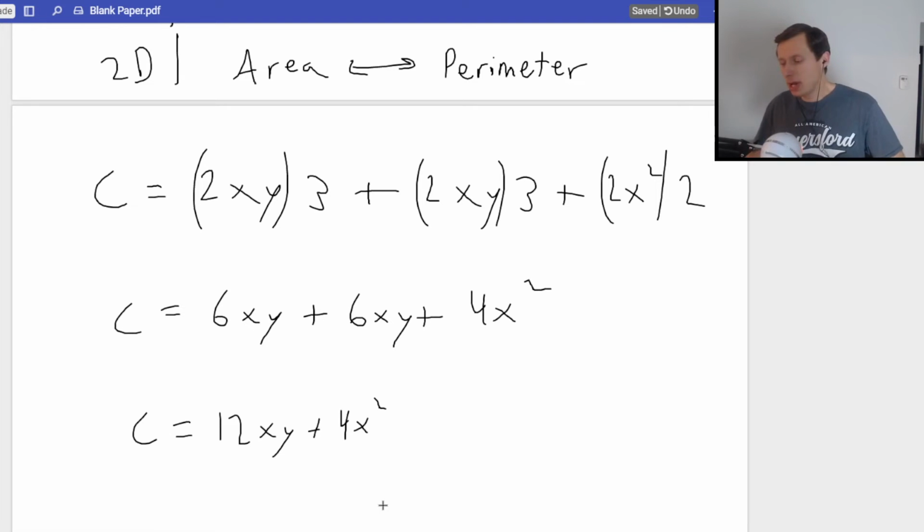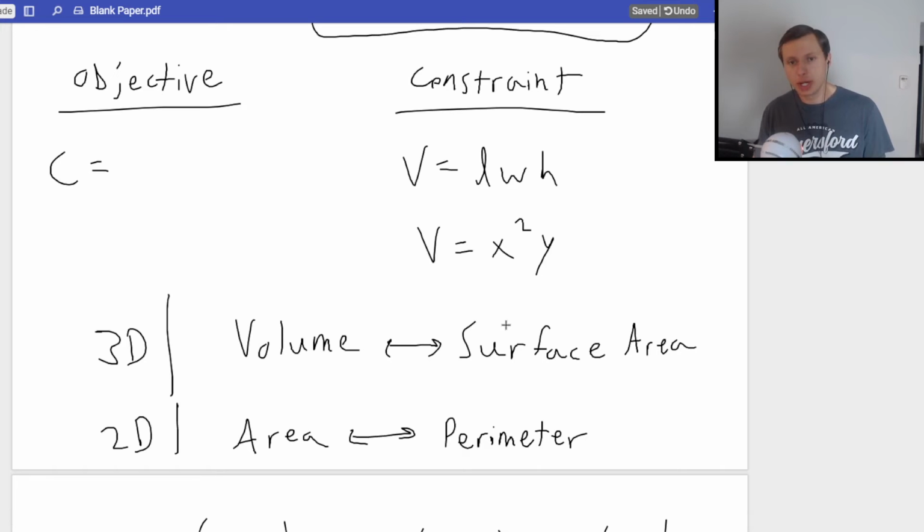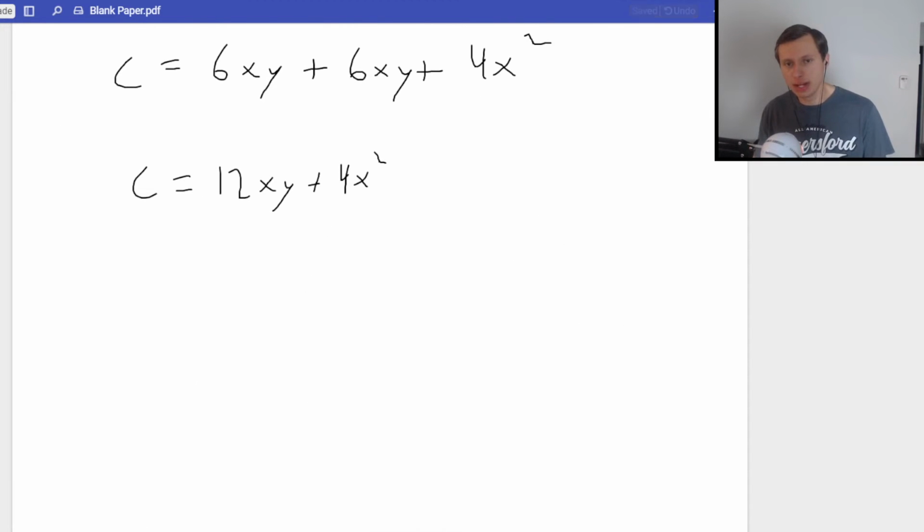So now I'm going to go back to my constraint equation, which we said volume was x squared times y. Volume equals x squared times y, and we said that was equal to 12. The volume was equal to 12. So if I need to solve for x or y here, please, please, please solve for y. Y is going to equal 12 over x squared.